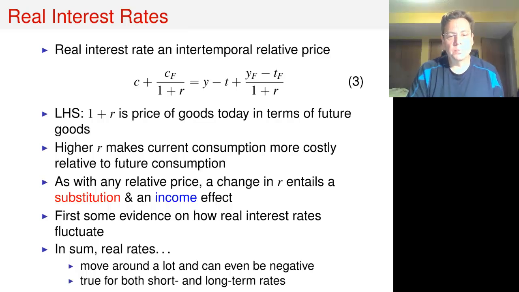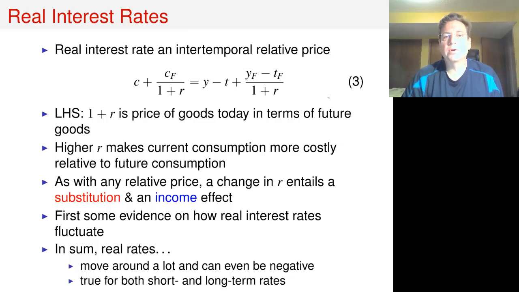As the previous video explained in detail, changes in the real interest rate are going to generate both substitution and income effects. The substitution effects come about because the real interest rate is the relative price of goods today in terms of goods in the future. And the income effect comes about because changes in the real interest rate affect the present value of income, or to word it differently, affects wealth.